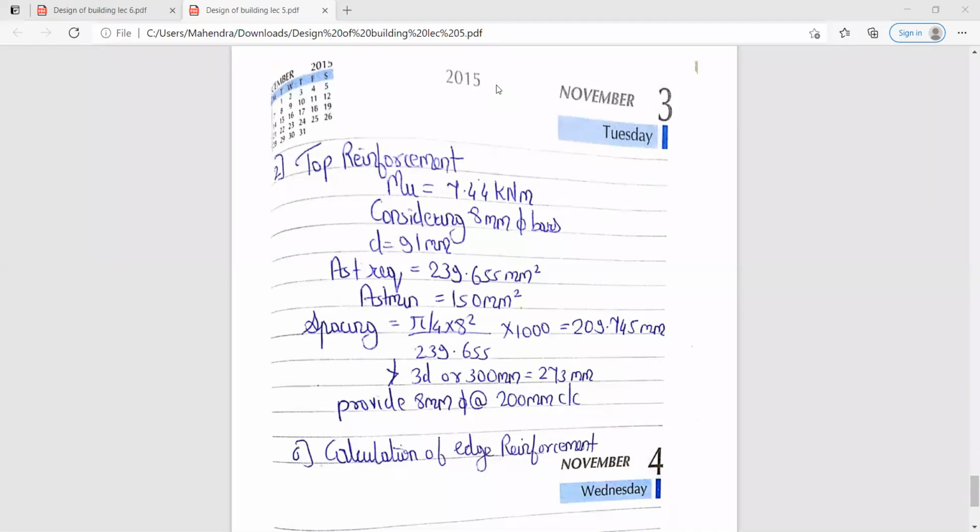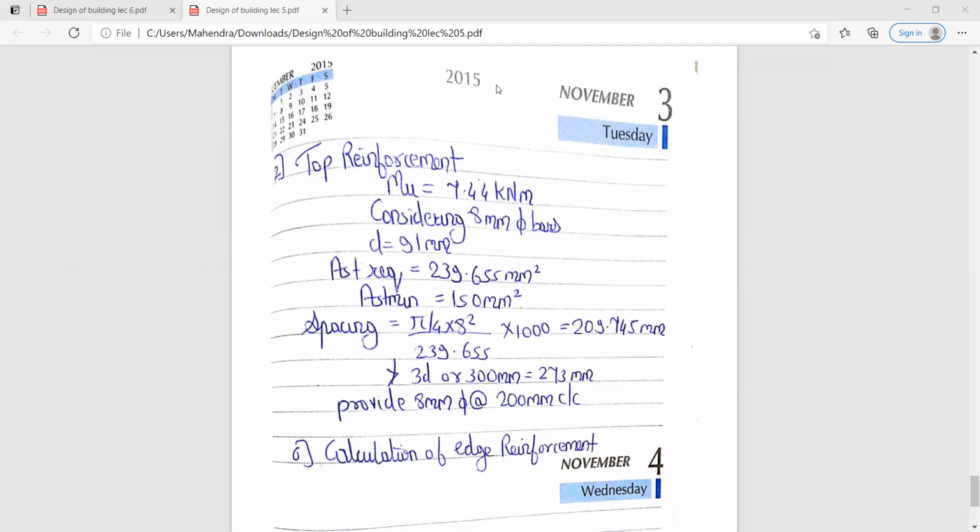91 mm. And AST required you had also calculated, that is 239.66655 mm square. And AST minimum you have also calculated earlier. So the same AST minimum you are going to use for the top reinforcement also. So AST minimum you got was 150 mm square. So the same value only you are going to use over here.